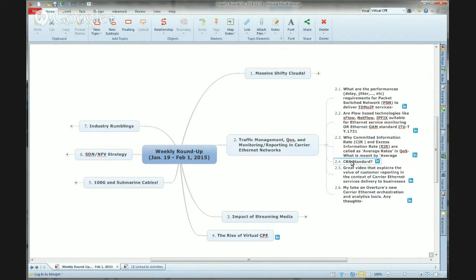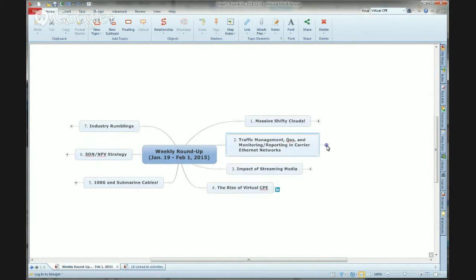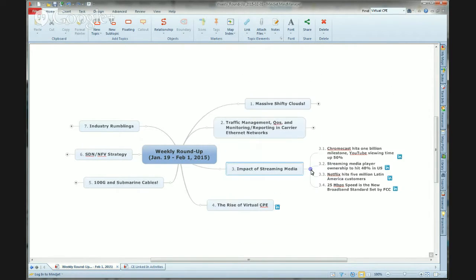Then there were two very interesting discussions that relate to why the committed information rate and excess information rate are actually an average. That's a very interesting question because it basically forces you to understand how meters and policers work and really at what time scales we are measuring these things. And then Eric Tim of TDS asked the question about whether there are any standards for committed burst size. So we'll come back to that. The other interesting things that came out were the impact of streaming media.